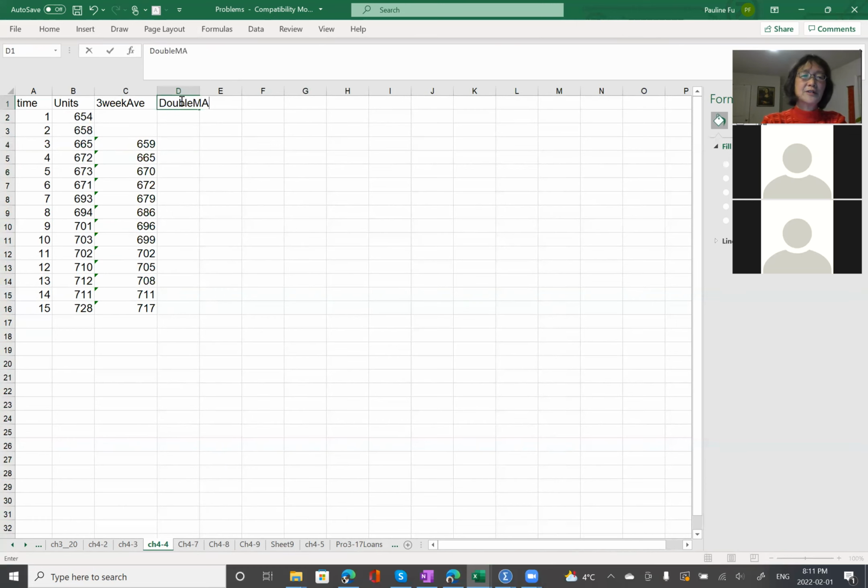Double moving average, AVG. Double moving average means do the average. Remember what each number here represents, average. And then you do the average of those numbers. That is the double moving average. The textbook uses M bar. Actually, all these numbers here, week 3 average, they use MT. Double moving average, they use MT prime.